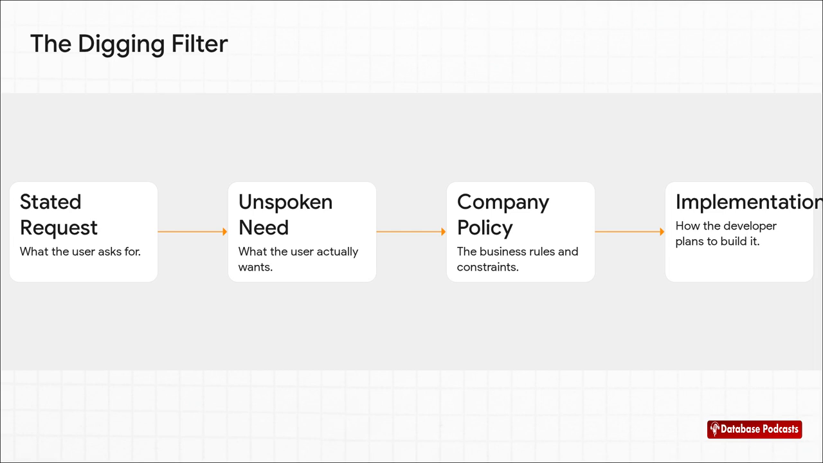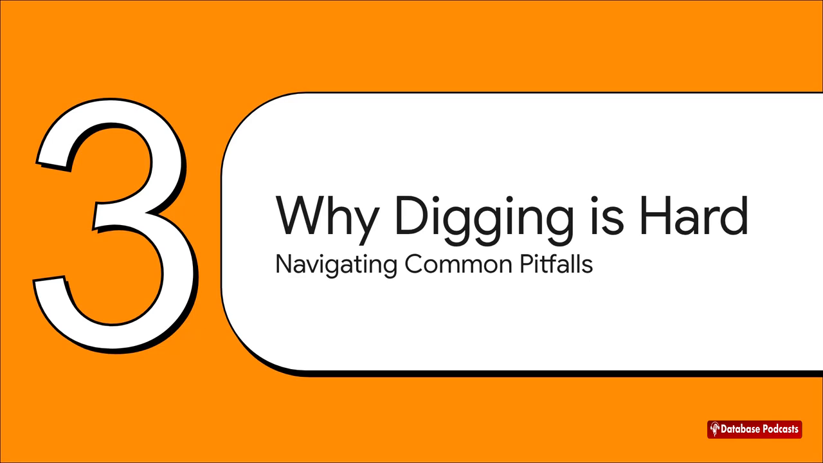And finally, you have to separate all of that from the implementation, the how a developer might build it. The true golden requirement is buried somewhere in the middle of all that. Okay, that sounds like a great plan, right? But let's be real. If it were that easy, every software project would be a huge success. The truth is, requirements digging is incredibly hard. Let's talk about the three big reasons why.